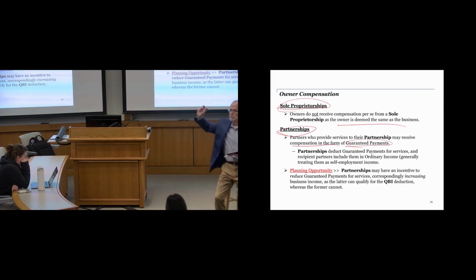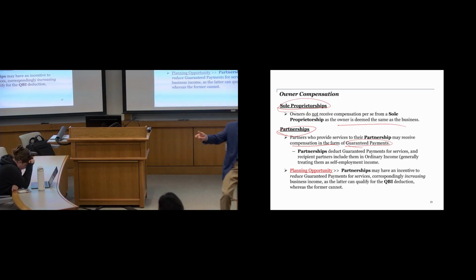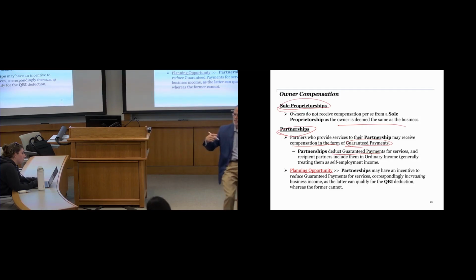We're going to spend the last part of the semester on partnerships and S corps, and we'll cover this in detail. But many times partners work on behalf of the partnerships. Law partners work in the law firm. Accounting partners work for the accounting firm. You do get paid compensation. Okay, so partners deduct guaranteed payments for services in determining their net income. That then is distributed amongst the partners. And on the other side, the recipient partners of the guaranteed payment have that as ordinary income.